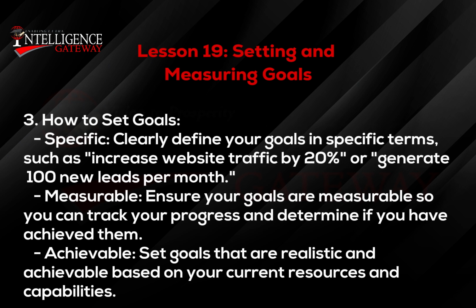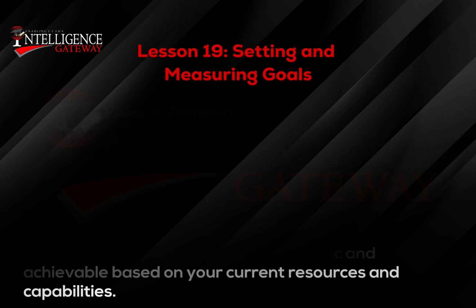3. How to set goals. Specific. Clearly define your goals in specific terms, such as increase website traffic by 20% or generate 100 new leads per month. Measurable. Ensure your goals are measurable so you can track your progress and determine if you have achieved them. Achievable. Set goals that are realistic and achievable based on your current resources and capabilities.